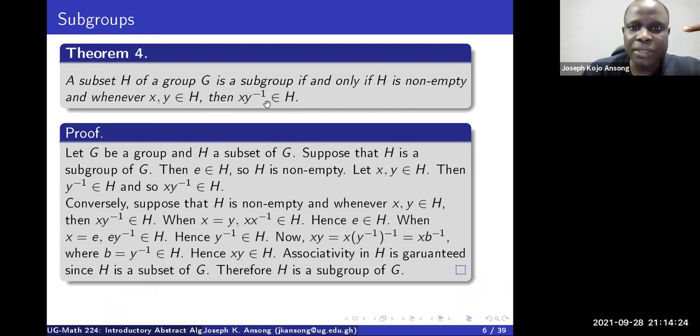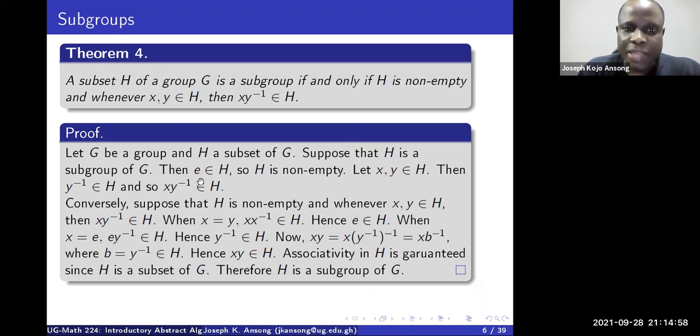If I take any two elements, it's satisfied. And then conversely, I want to show that if H is not empty and this is satisfied, H is a subgroup. So the first part from the theorem, we let G be a group and H is a subset of G. Now I want to suppose that H is a subgroup of G. Again, remember, a subgroup is a group, so all the axioms for a group hold in H. So let's suppose first H is a subgroup.